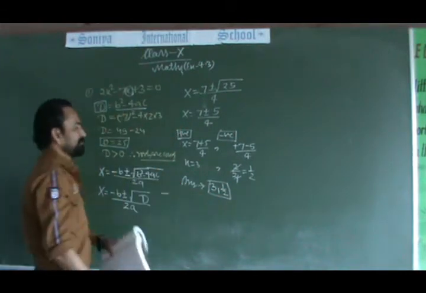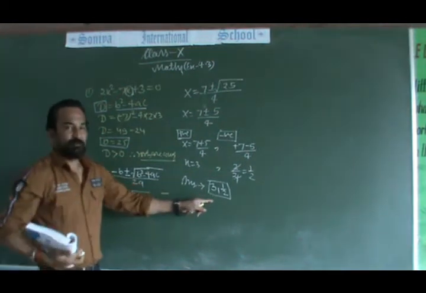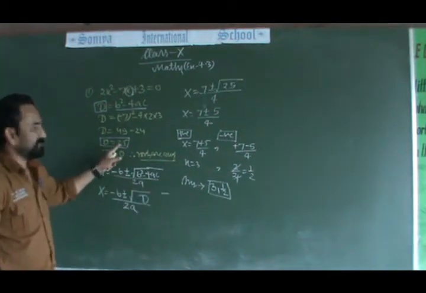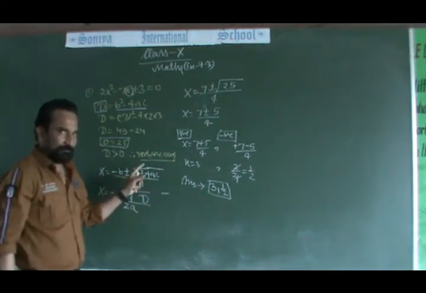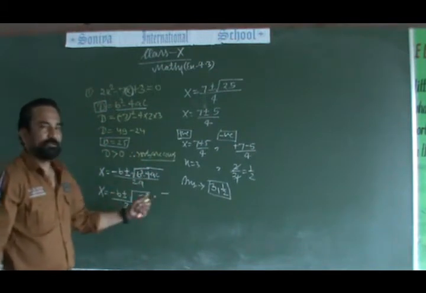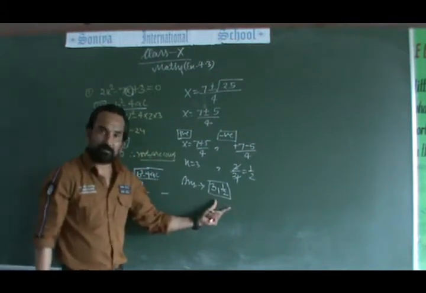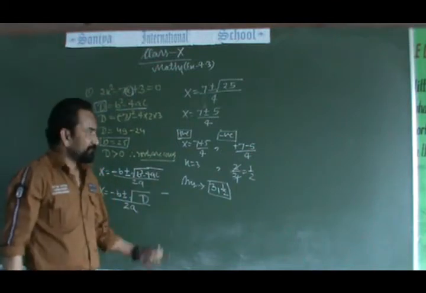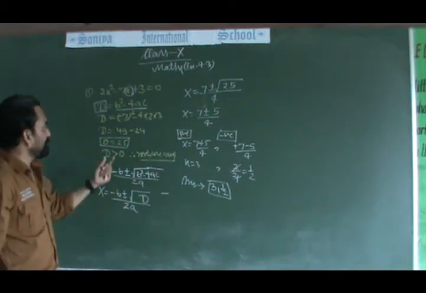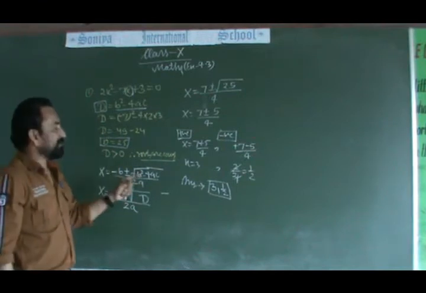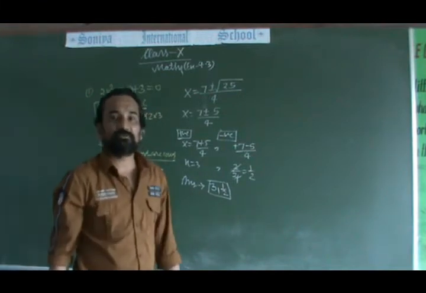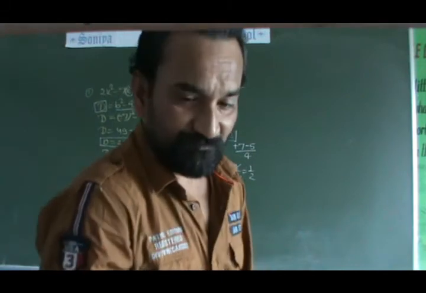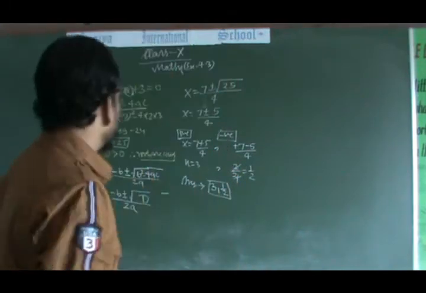Both the roots exist. Why do the roots exist? Because the value of discriminant D is greater than 0. If the value of discriminant D is greater than 0, then the roots are real but not equal. In any case, when we find D equals 0, at that time we will find that both the roots are equal. This is the very first question of the exercise.